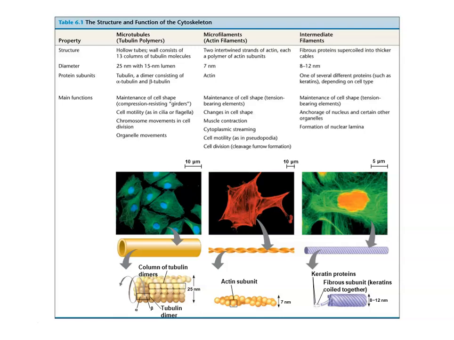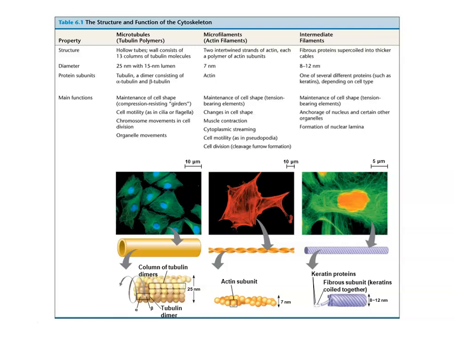So with the microtubules, they, again, help more with motion. They are able to help chromosomes move during cell division. They're able to help your organelles move, and they help to maintain cell shape. They're the compression resistors.